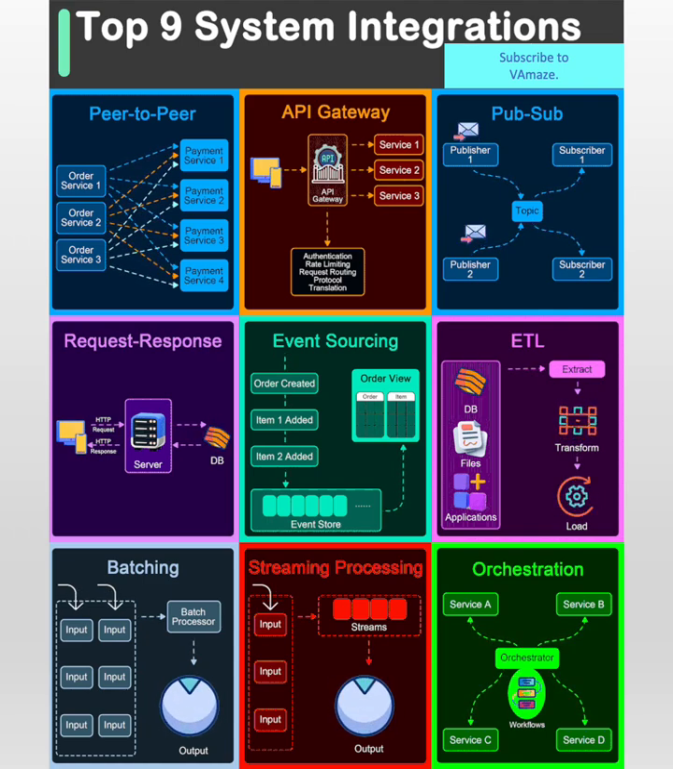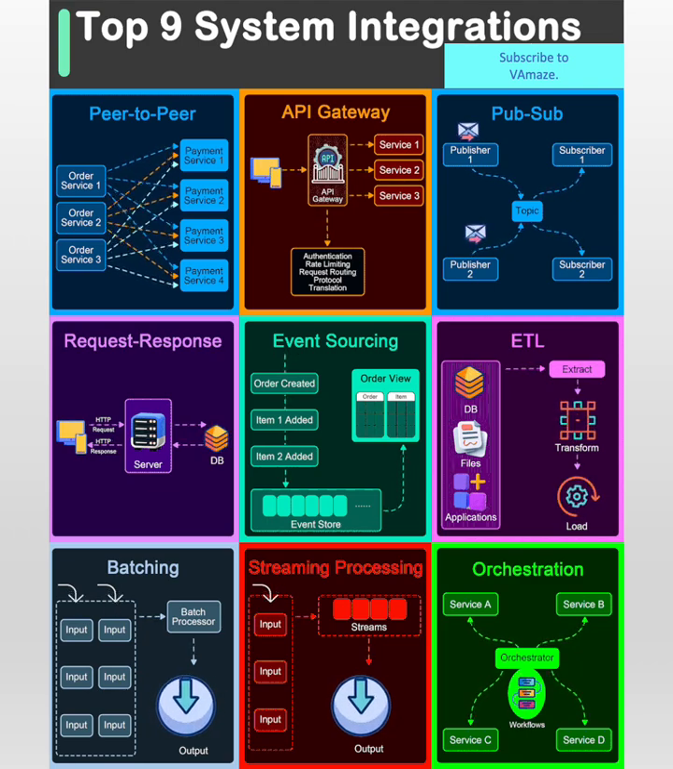How it works? Order services, user management systems, inventory trackers, and notification services all maintain direct communication channels with each other. When an order is placed, the order service can directly notify the inventory system, which can then communicate with the user service to update customer information, while simultaneously triggering the notification service to alert relevant parties.